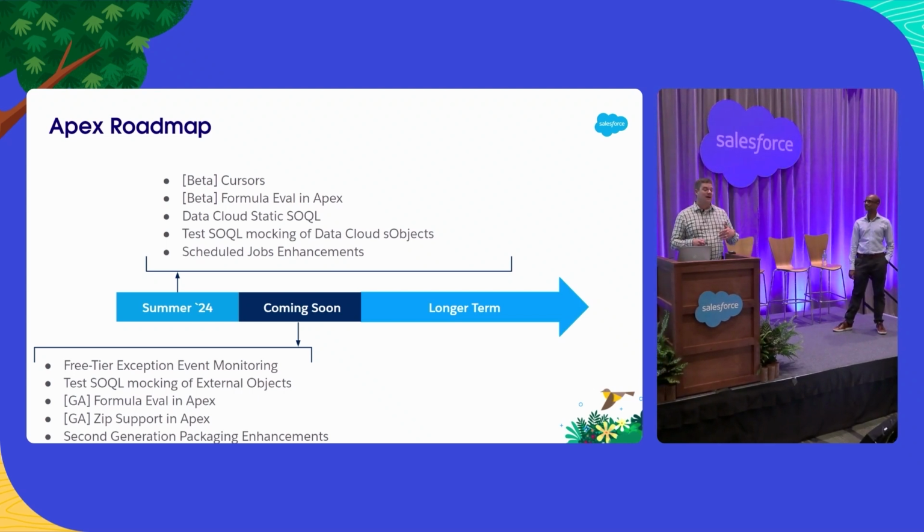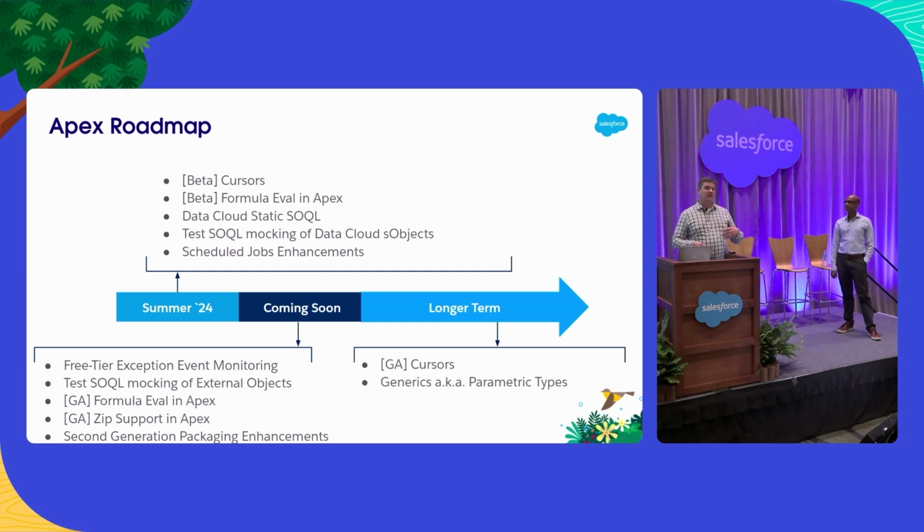Okay, so after that release, we're basically working towards formula evaluation in Apex as a GA feature, along with zip support in Apex as a GA feature for you. And then building on top of that, our enhancements to second generation package versioning. Looking out even longer term than that, obviously we would like to get cursors to GA for you. We have some feedback from that. If there are areas you'd like to see evolving in that, please do let us know, because we're still establishing how that feature will look at GA.